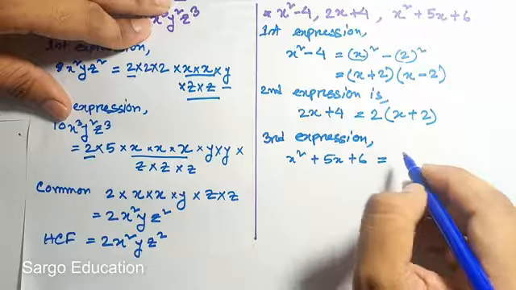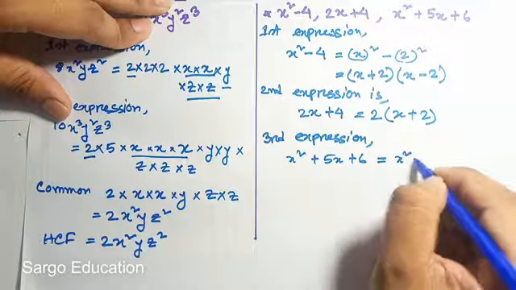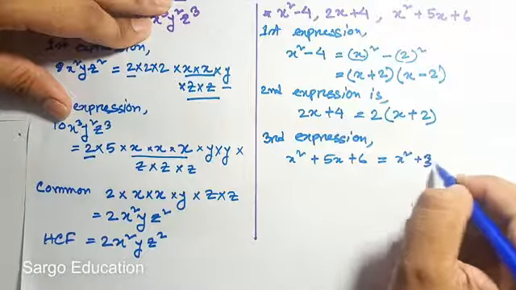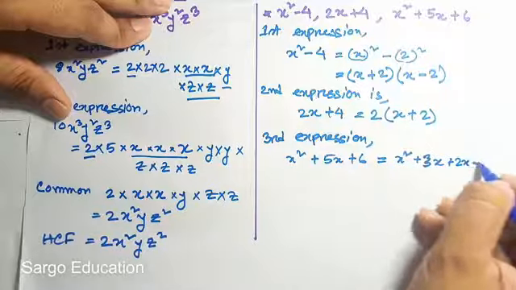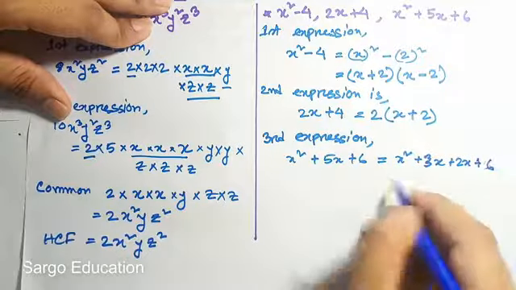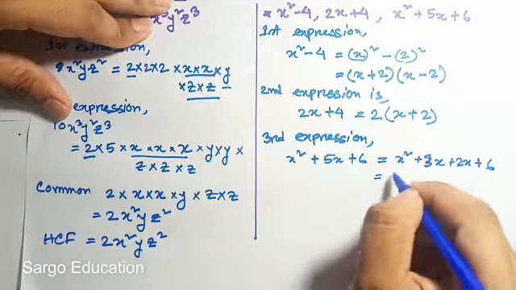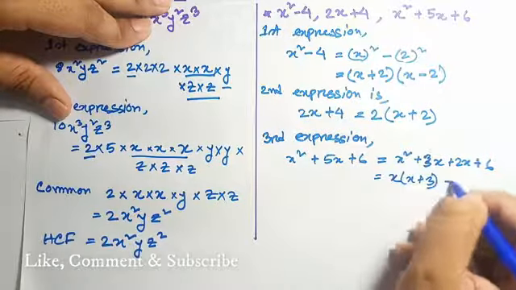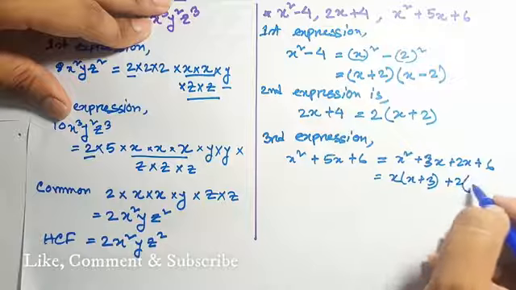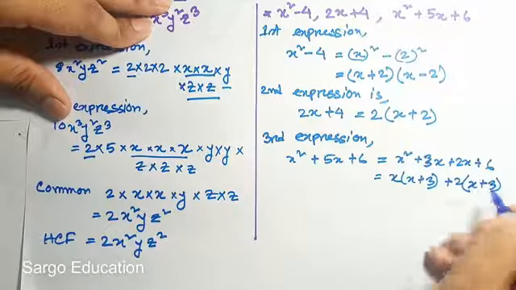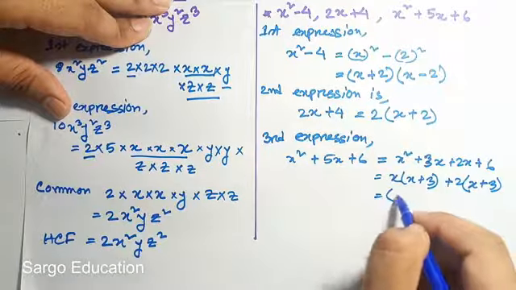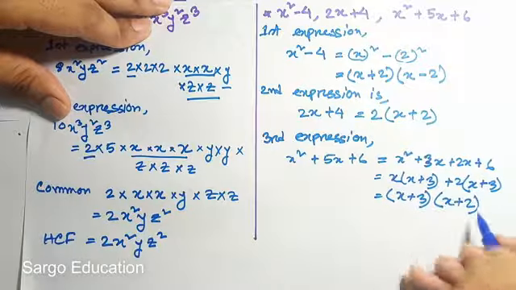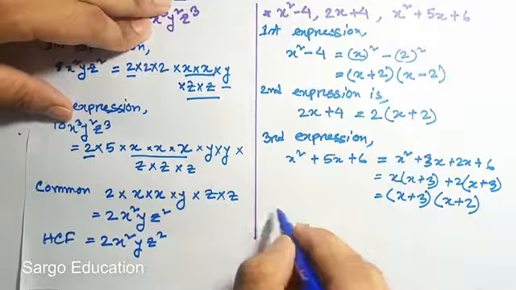That is x square plus 3x plus 2x plus 6. That is x into x plus 3, and after taking common 2 we get 2 into x plus 3. x plus 3 is twice, so we take common x plus 3 once and remaining x plus 2.